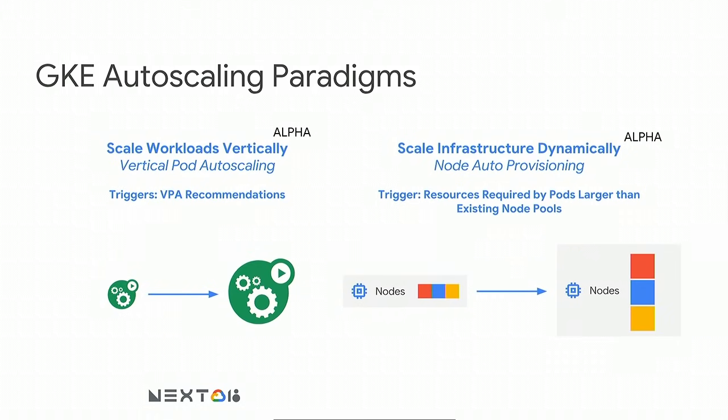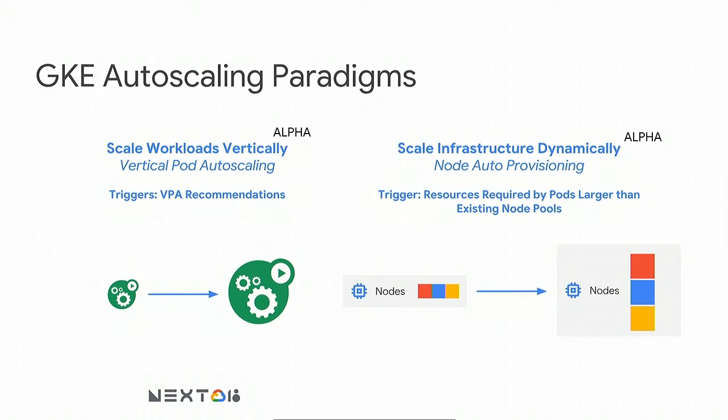These next two autoscaling paradigms are relatively new, but I think it's important to call them out. One is being able to scale workloads vertically. If we think of a compute-intensive application, maybe like a database, adding more horizontal replicas won't necessarily solve our issue. Maybe we actually need to scale up the amount of resources that that individual pod has. With vertical pod autoscaling, you'll get recommendations that can be either suggested or automatically applied to resize the requests of your pods.